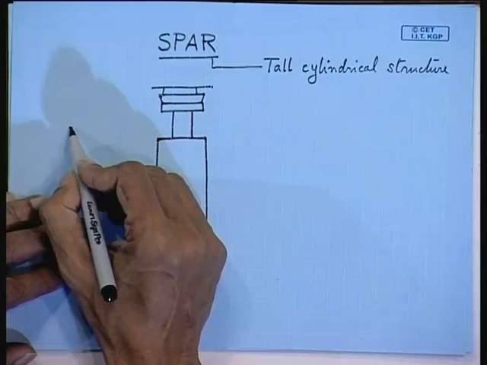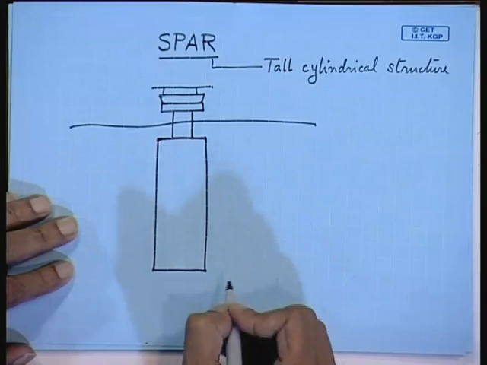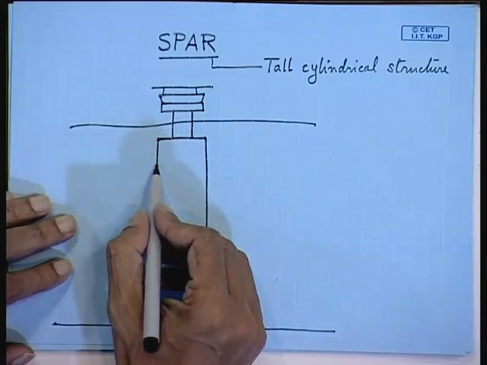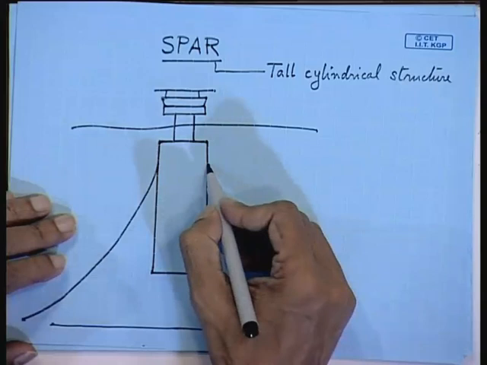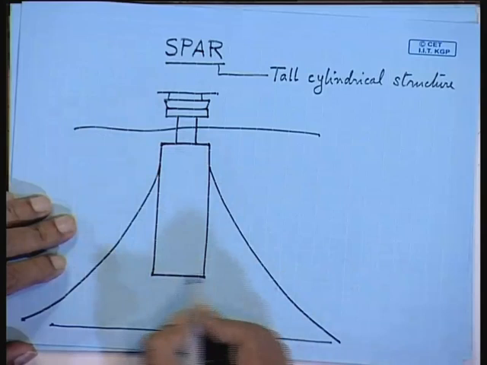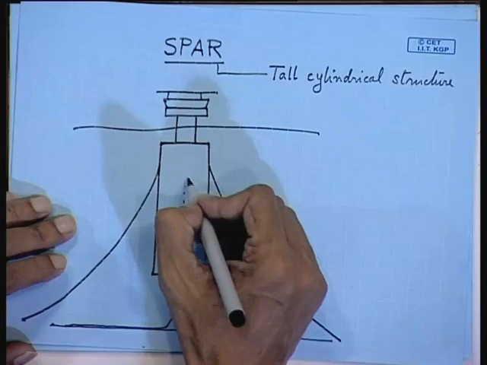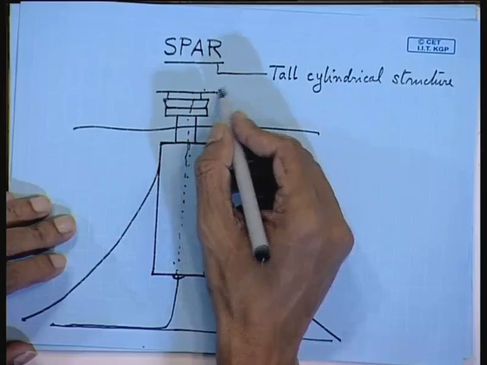Alright. Now the spar concept, spar normally does not have any attachment with the seabed. Seabed you are free, and you can attach your mooring chains in this form. And your marine riser comes like this inside the tank. Sorry, this is a little bit off center and goes out like this.